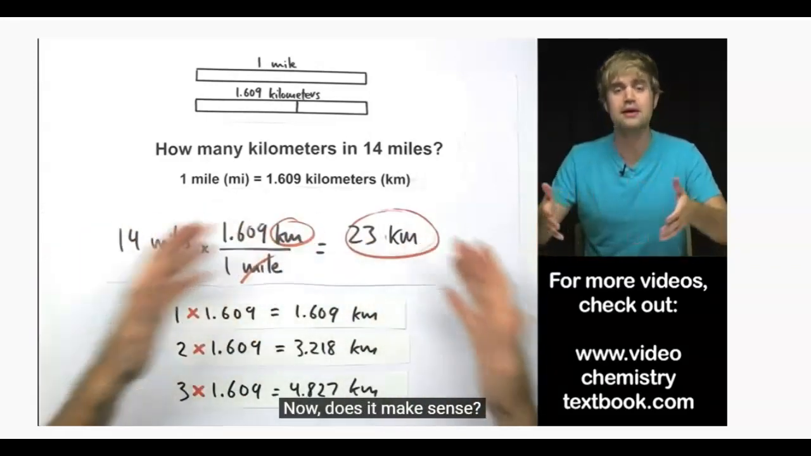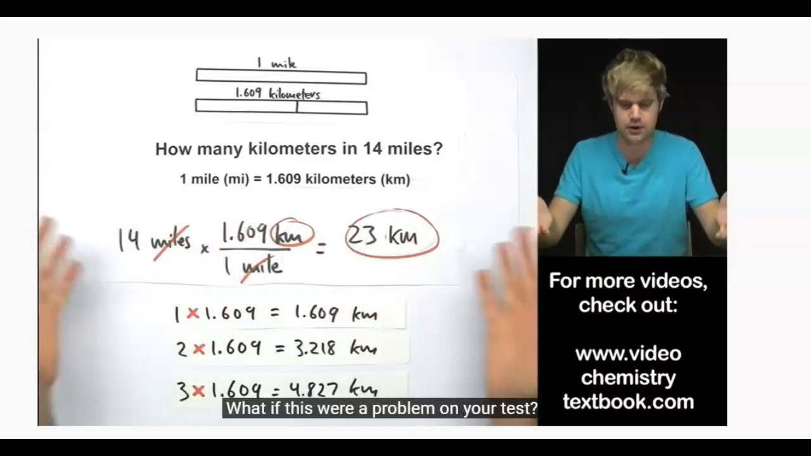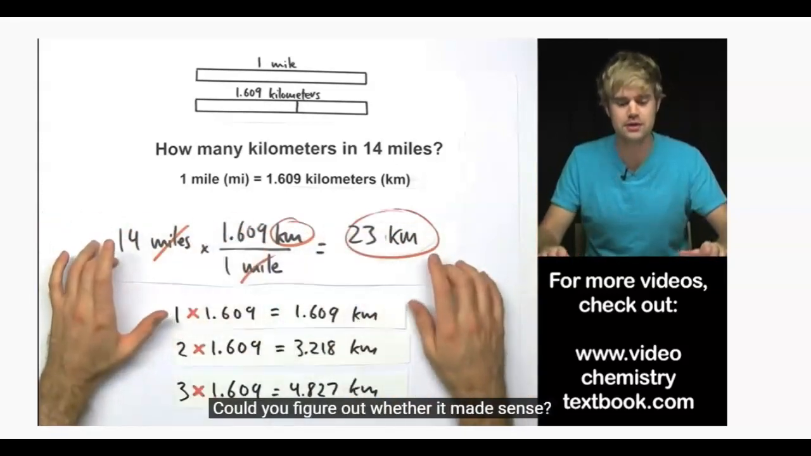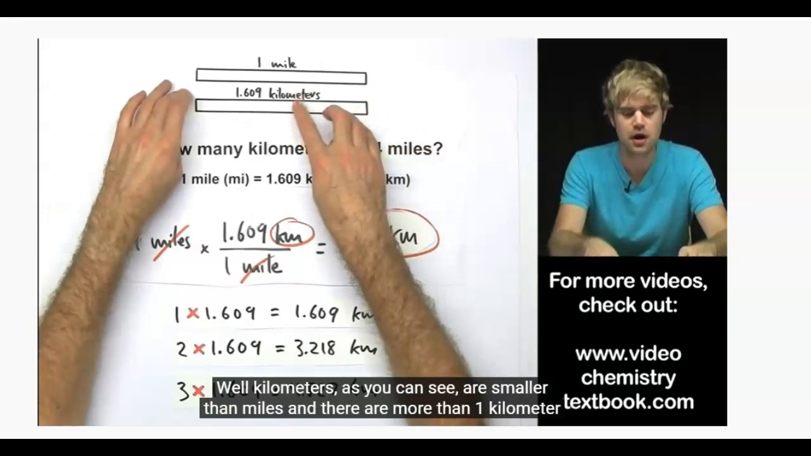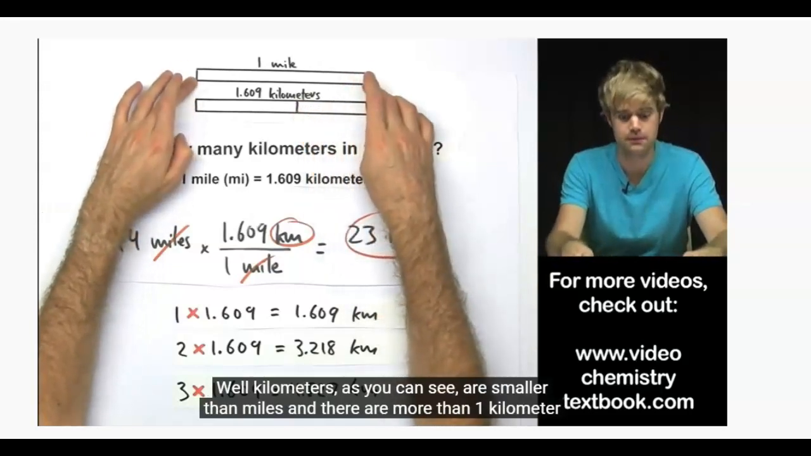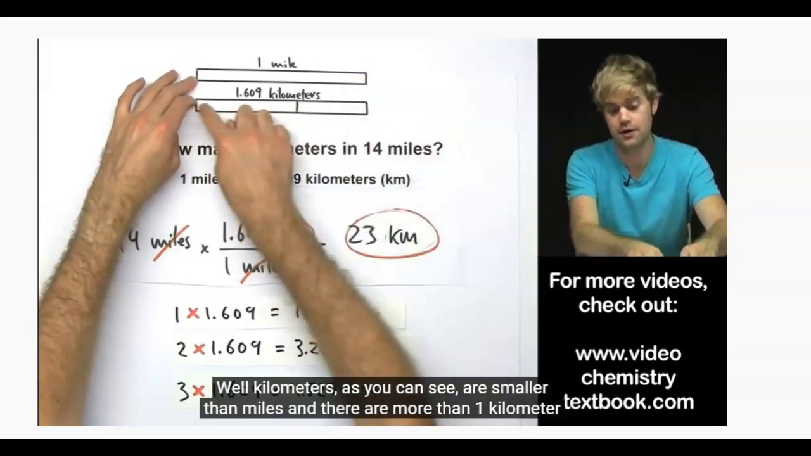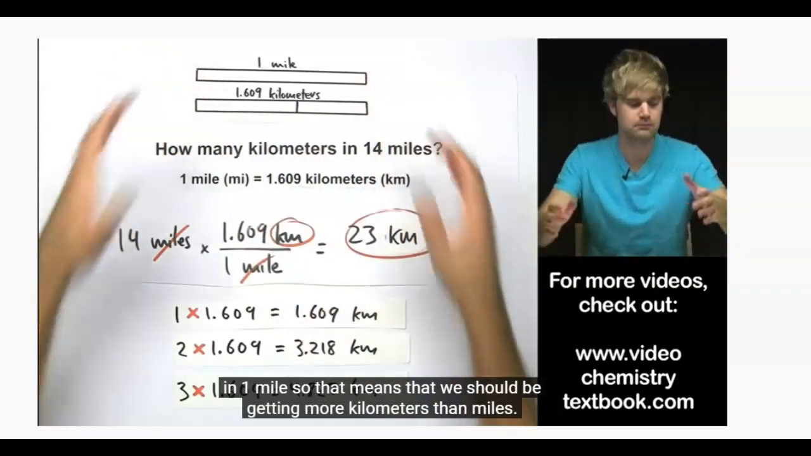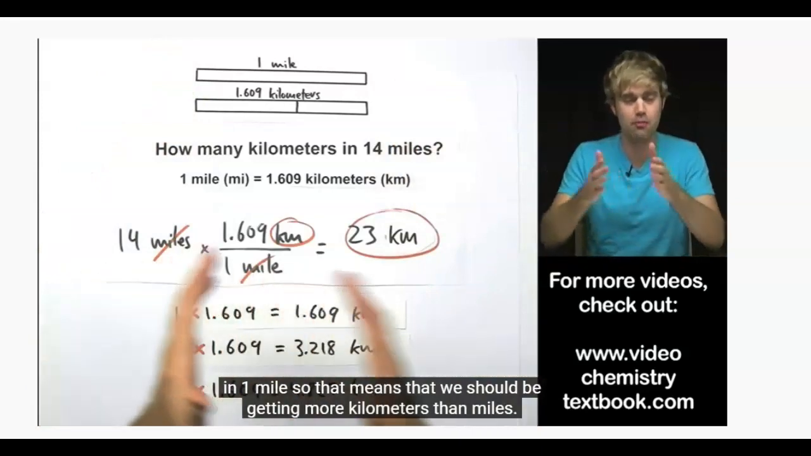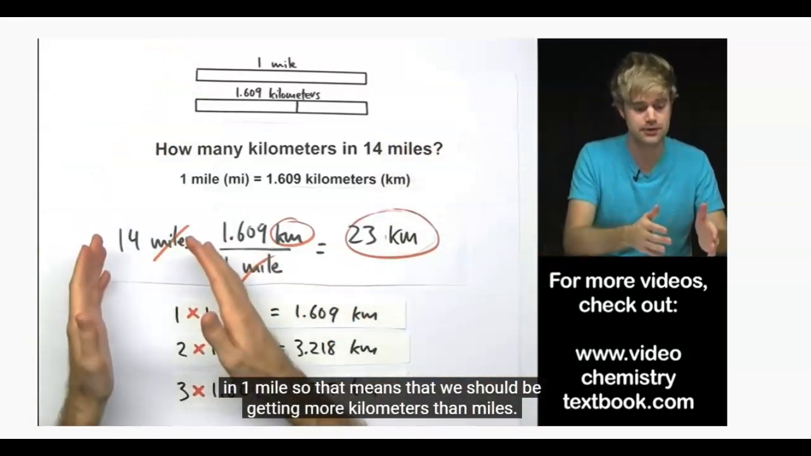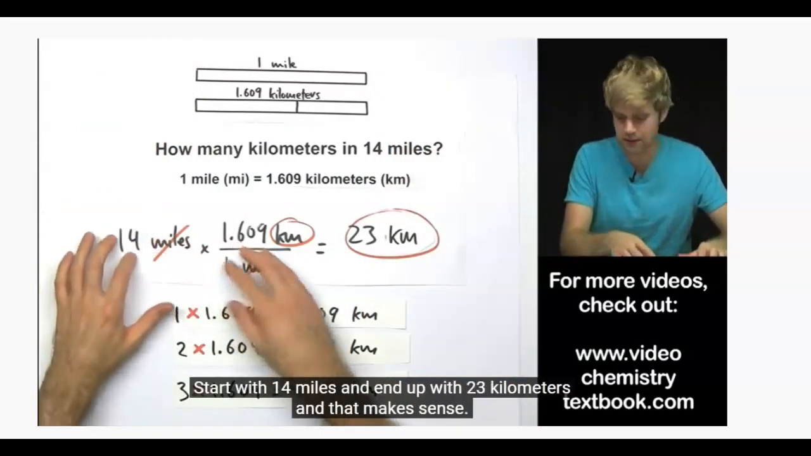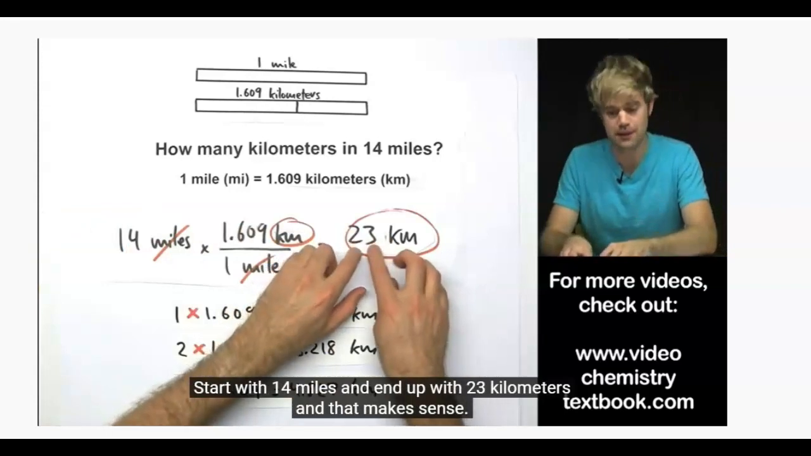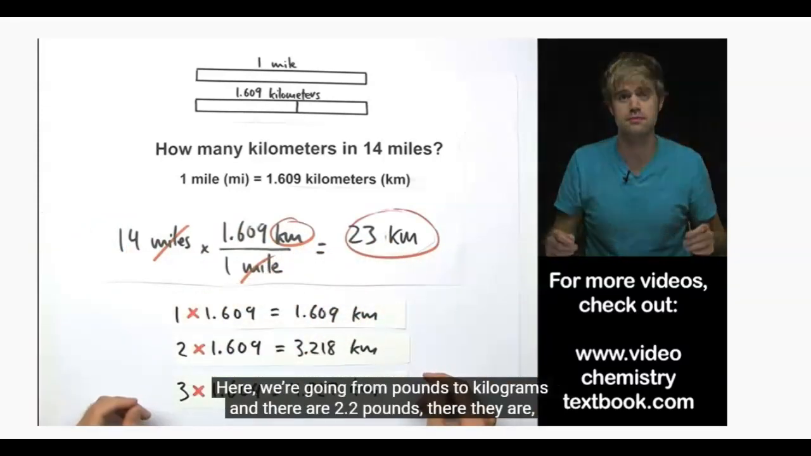Now, does it make sense? What if this were a problem on your test? Could you figure out whether it made sense? Well, kilometers, as you can see, are smaller than miles. And there are more than 1 kilometer in 1 mile. So that means that we should be getting more kilometers than miles. Start with 14 miles and end up with 23 kilometers, and that makes sense.